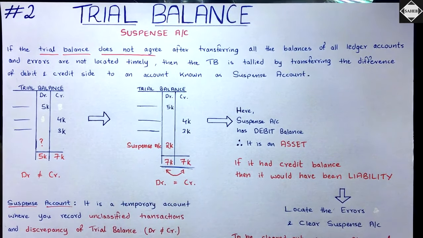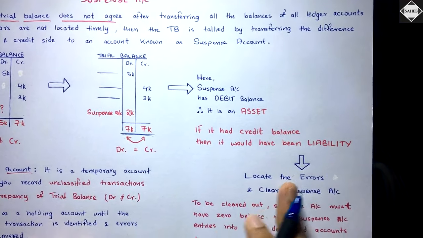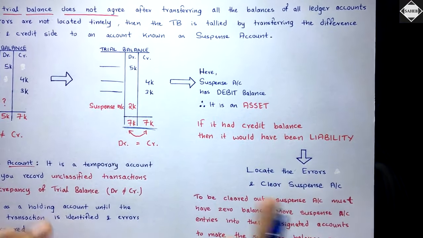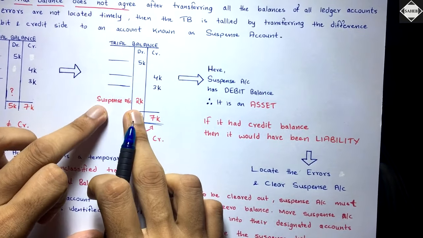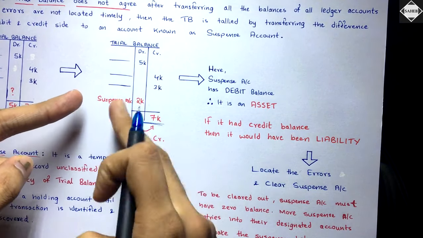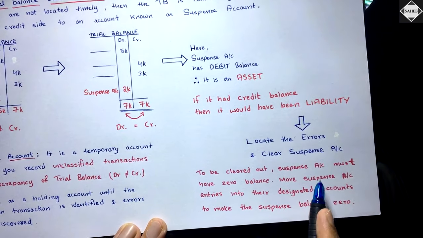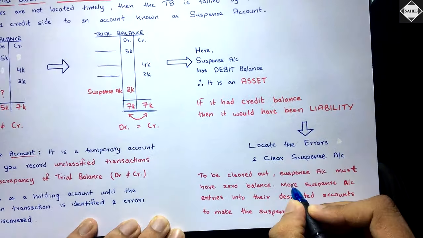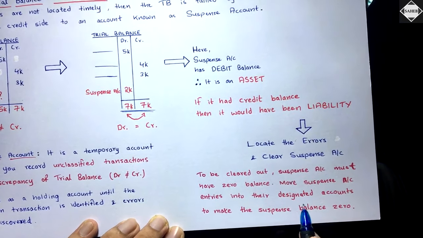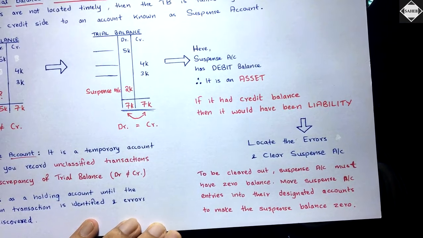So now what you have to do is, afterwards you have to locate the errors. You have to locate the errors and clear the suspense account. Whatever balance you have in the suspense account, that balance has to be transferred to the actual permanent accounts where there were errors, where you will rectify, and you will transfer this balance over there. See here, to be cleared out, the suspense account must have zero balance. Move suspense account entries into their designated accounts to make the suspense account balance zero. That's what you will have to do.